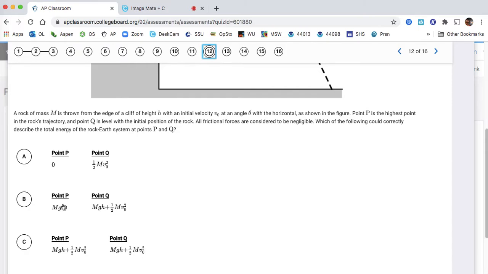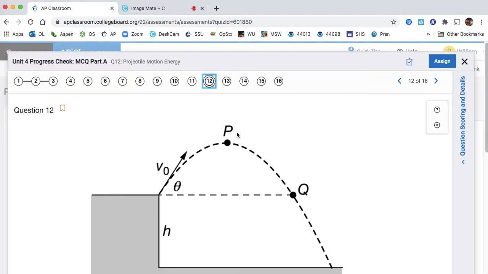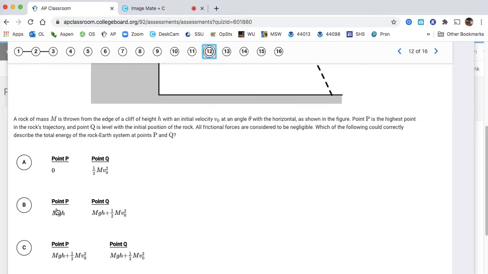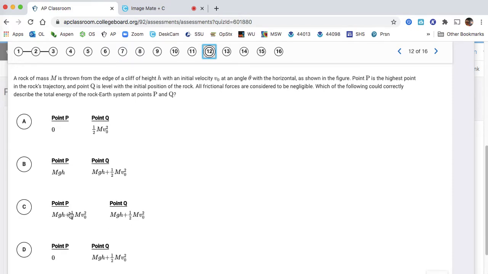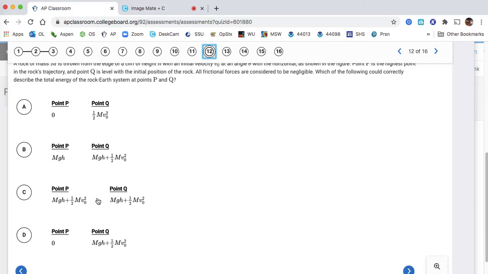At point P, it's got mgh. Well, that's true, it's got mgh, but it's also moving sideways, so be careful. It does have mgh, but it's also got KE, right? So that's not quite right. Well, look at this one. Here's the answer, C. That's the answer, right?